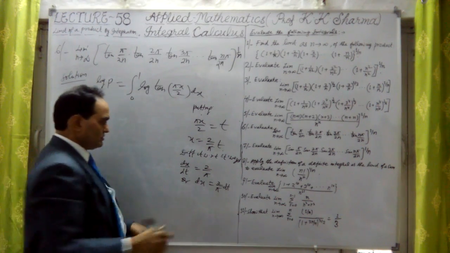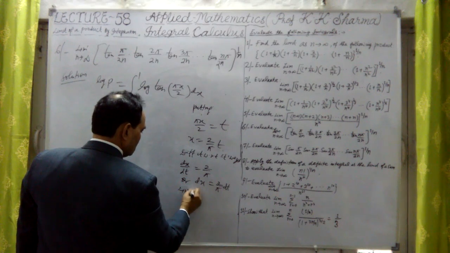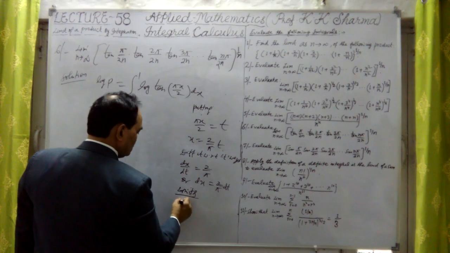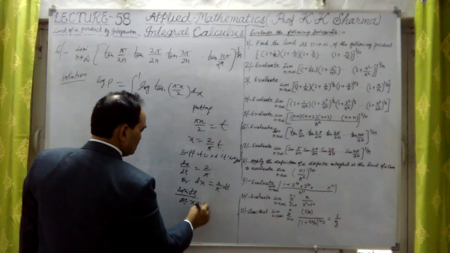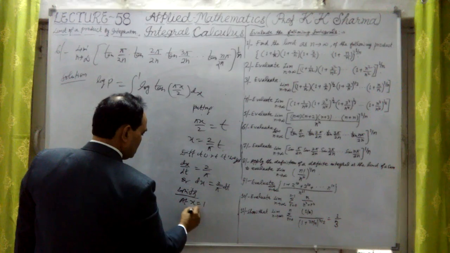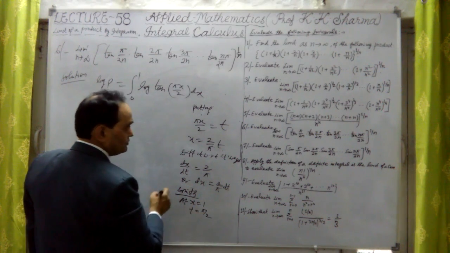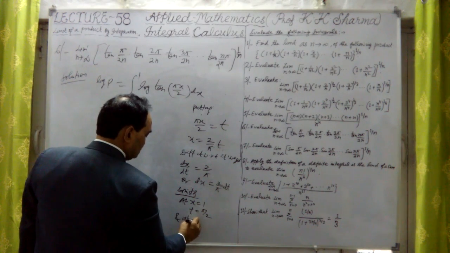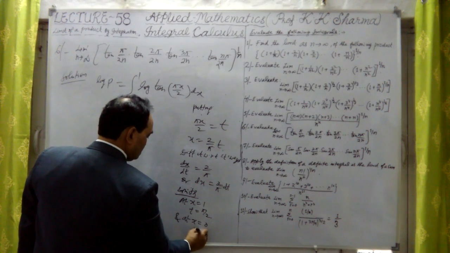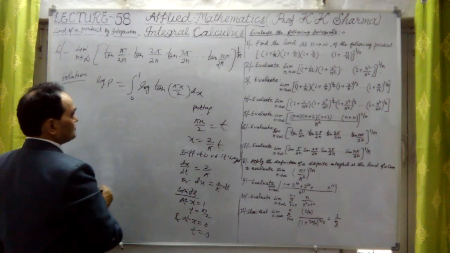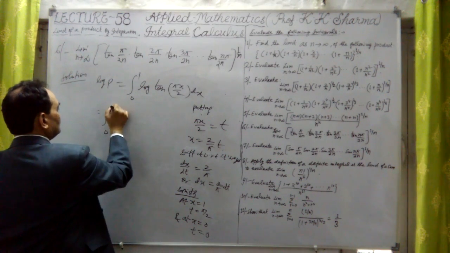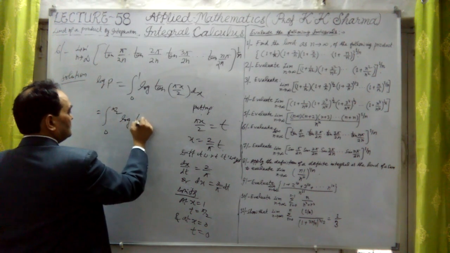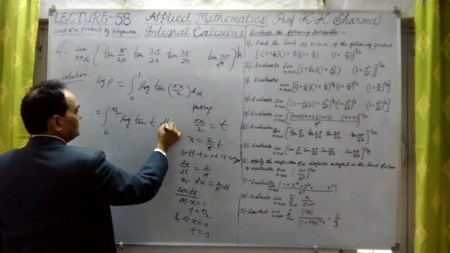Now, limits. What are the limits here? Let me change the limits also. When x equal to 1, t equal to pi by 2, and at x equal to 0, t equal to 0. The limits are here 0 to pi by 2. Try to understand. It is log tan t dt.